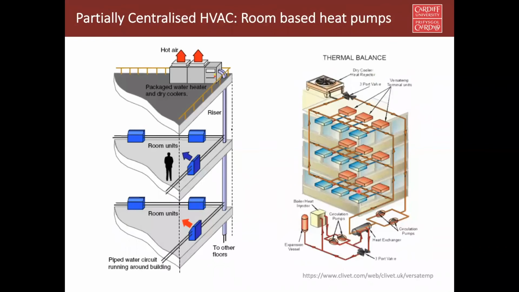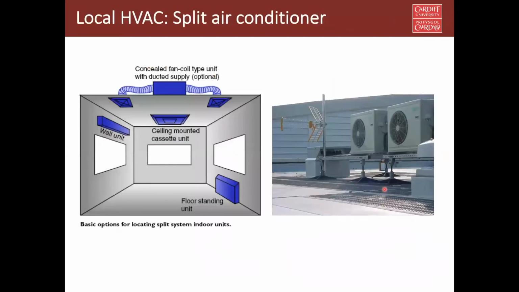Now, partially centralized, the last one is heat pump. It's basically like our radiators. So you have all these radiators and you have heating system and cooling system. And the temperature is always maintained between 20 to 40 degrees Celsius, depending on what is required. Now let's go to the local systems.